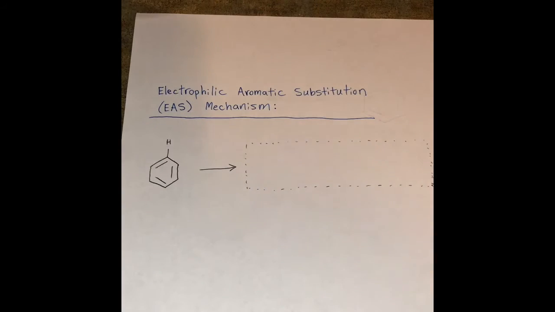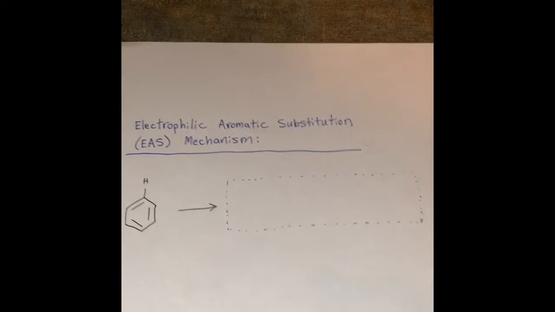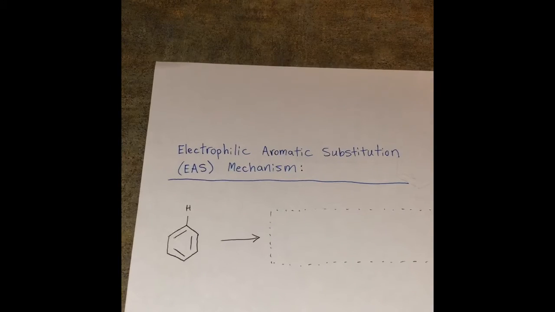Now let's take a look at how aromatic compounds react. They undergo electrophilic aromatic substitution, which is abbreviated EAS, and they all follow this basic mechanism. I'm going to use some basic symbols for the parts that are involved.